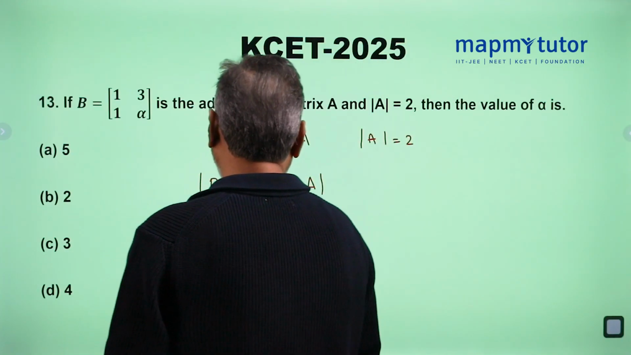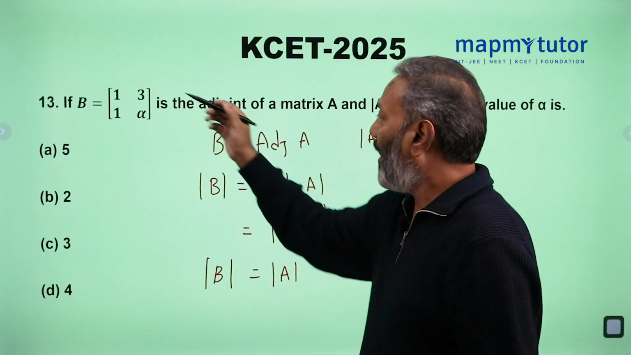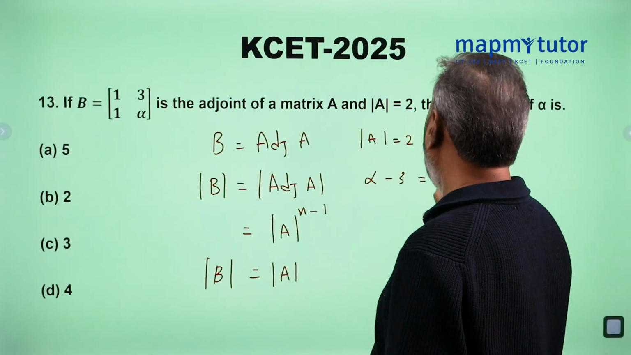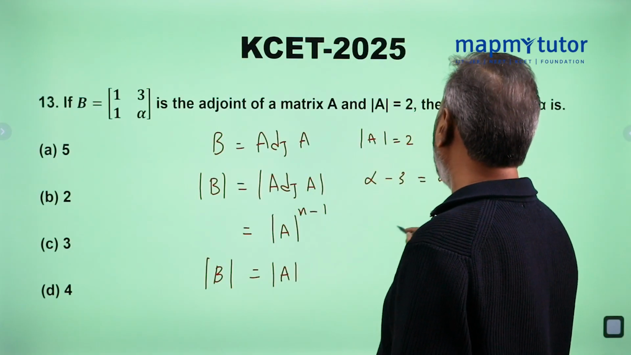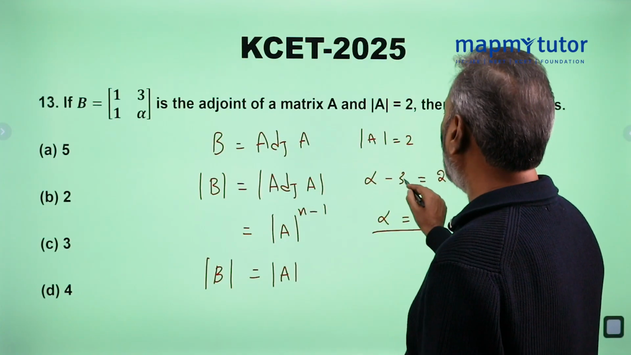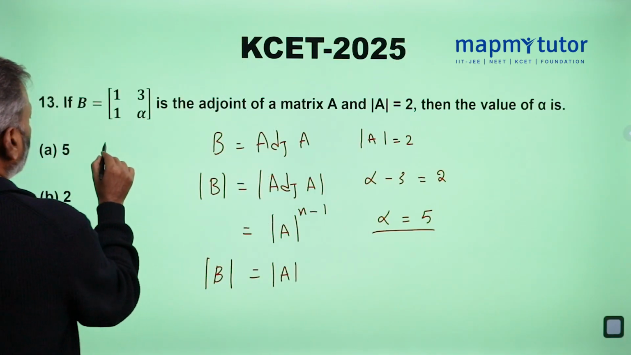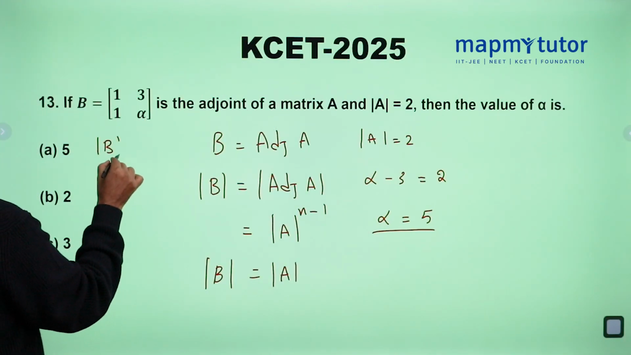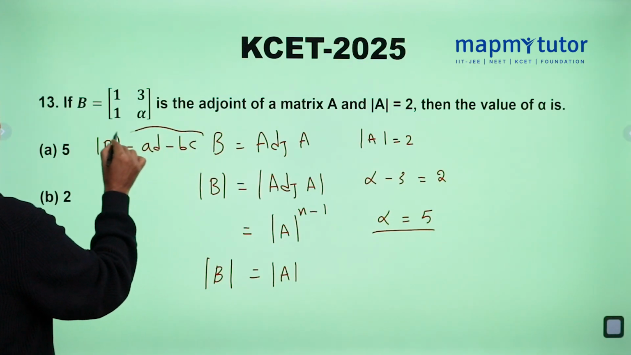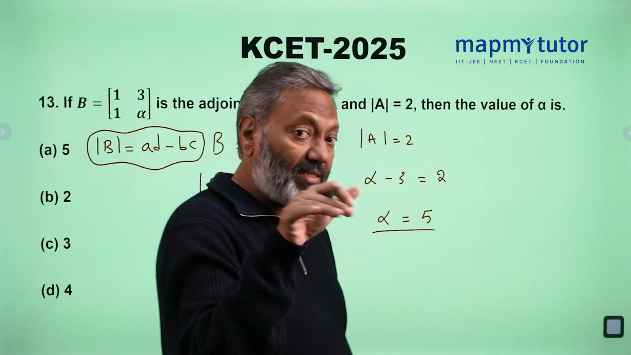So, det B must be equal to det A. That's what I proved. Now, det B, I can calculate from B. What is that? Alpha minus 3 equal to det A, already given. Therefore, alpha equal to 5. See how I got alpha minus 3? Everybody knows, to find the det of a 2 cross 2 matrix, I use a formula kind of thing, that is AD minus BC. Actually, the definition is separate, a different one, but I can use it as a formula.